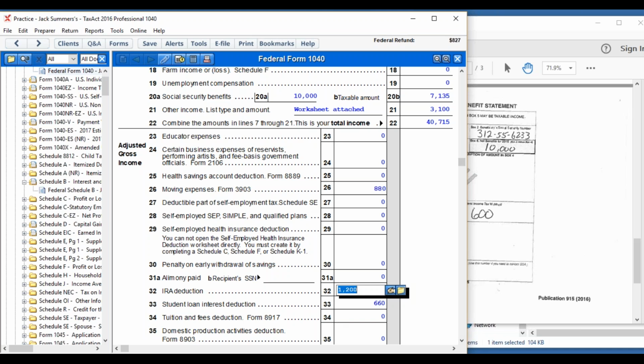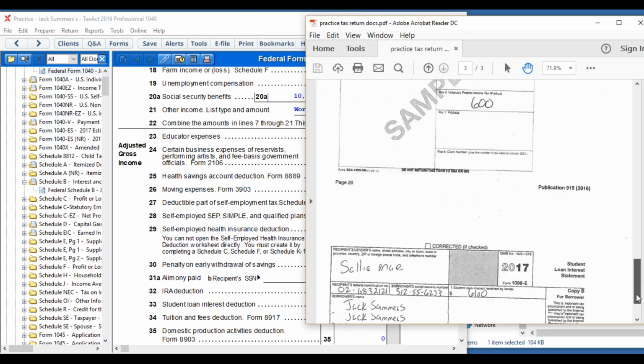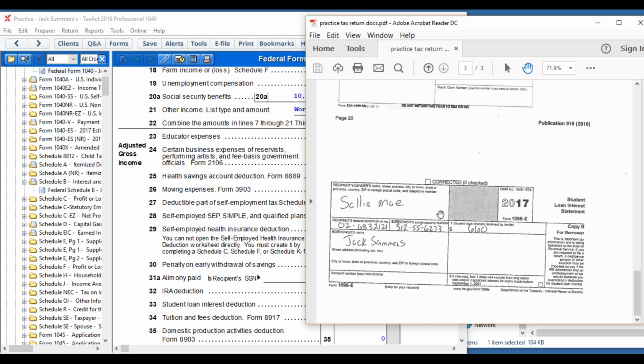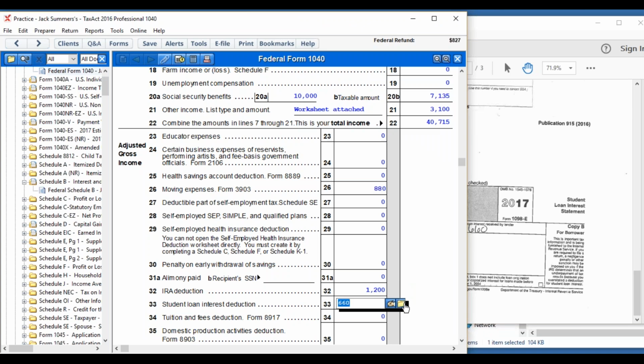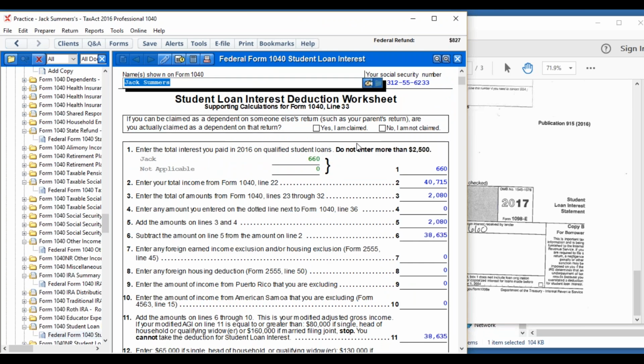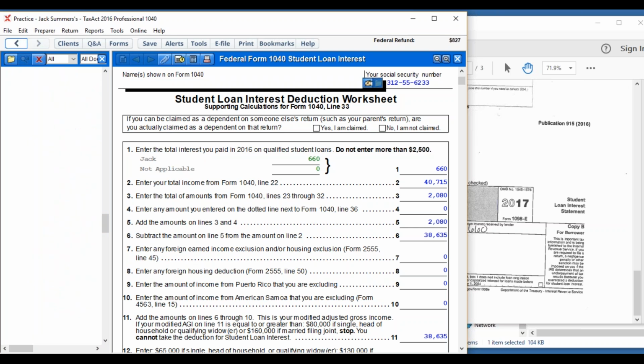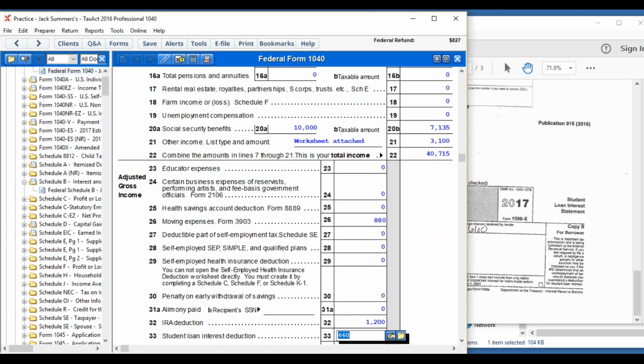The last thing that I come to and the last item that I have on my tax forms is my student loan interest. This was $660. I get to take the entire amount. I'm not over any kind of income limits. The only thing I need to do here is put in that $660 here in my student loan worksheet. It does all the calculations for us to make sure that we didn't hit any phase outs.